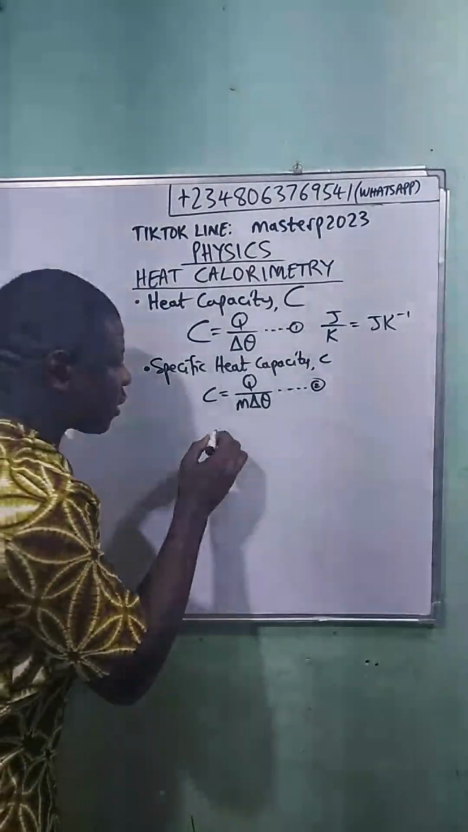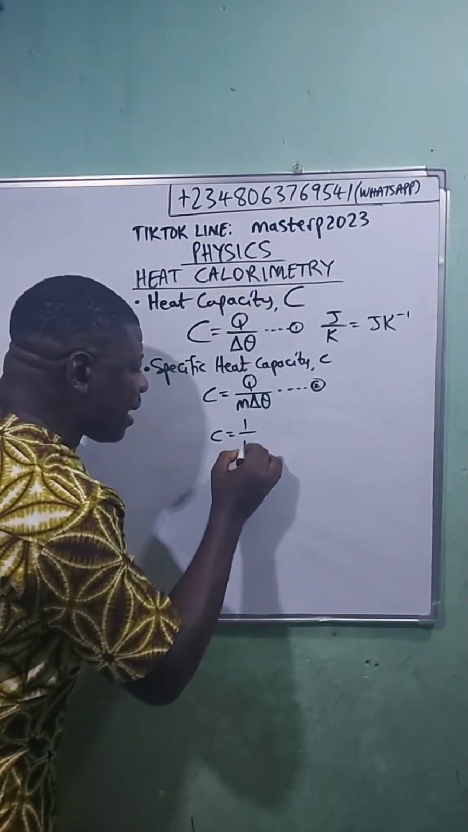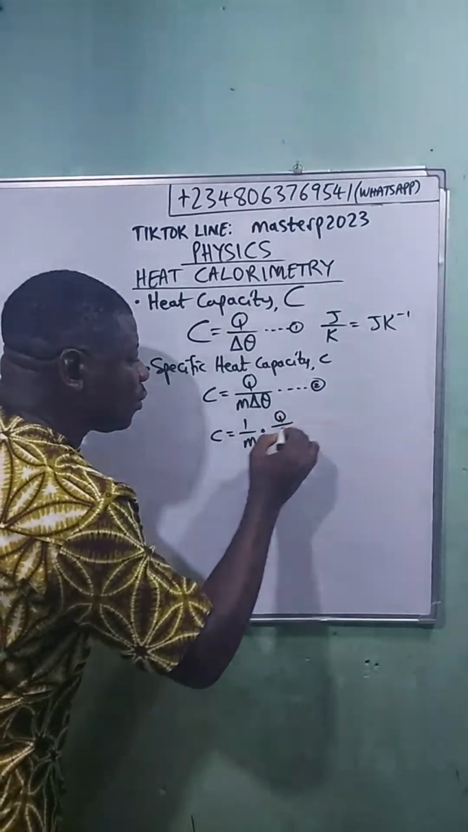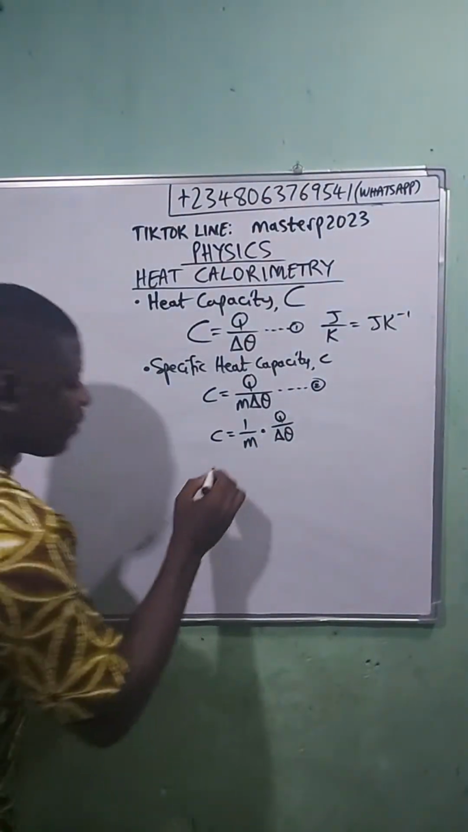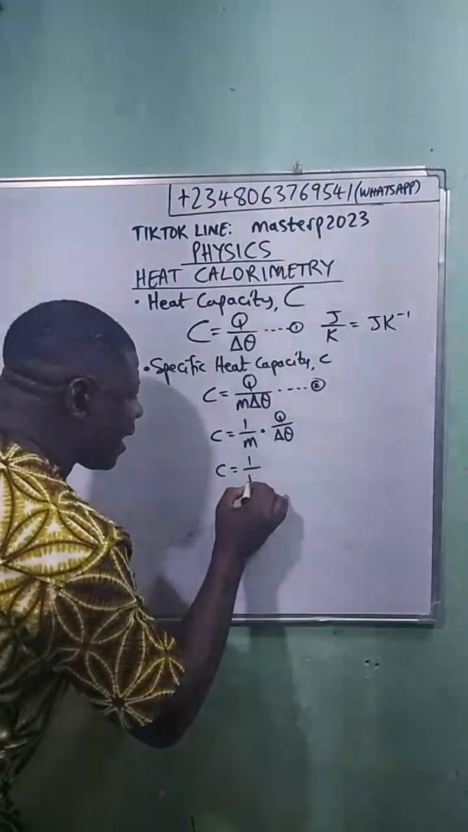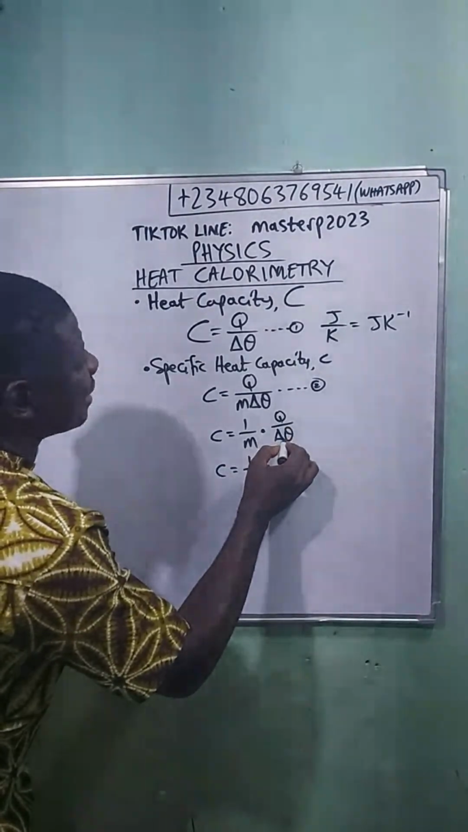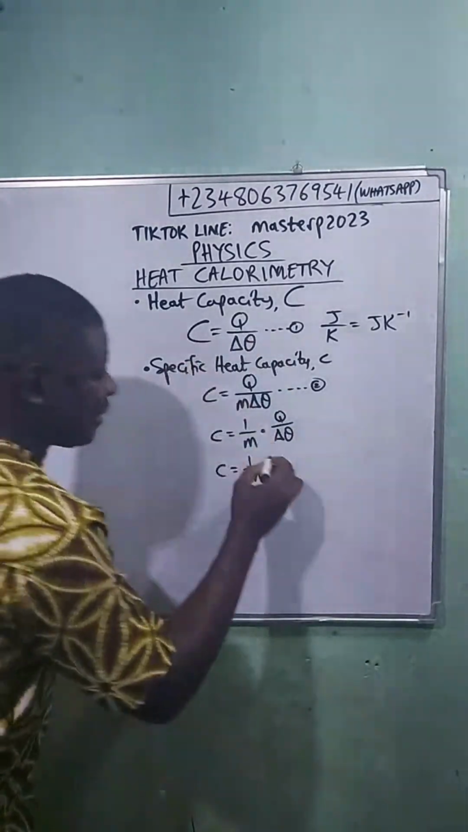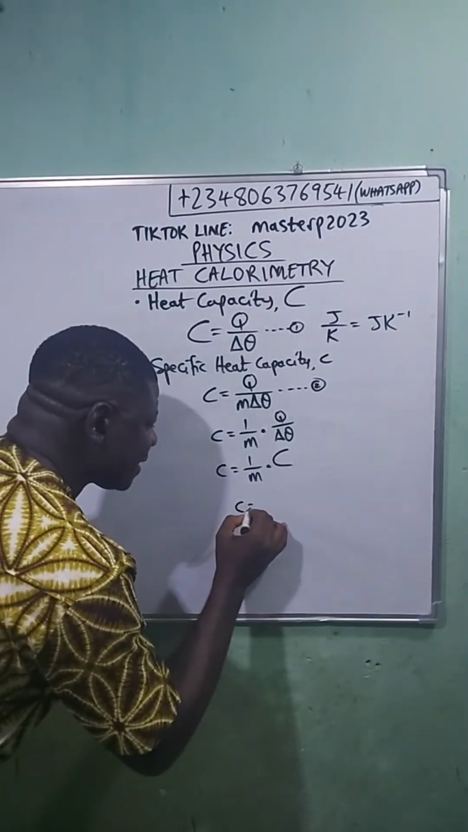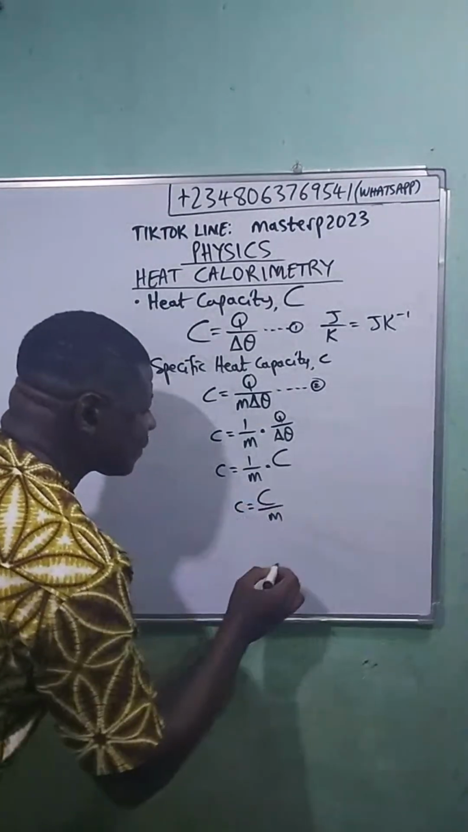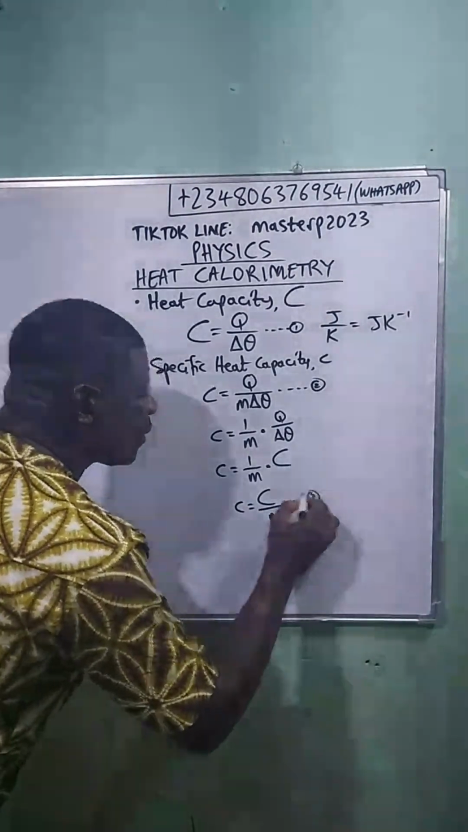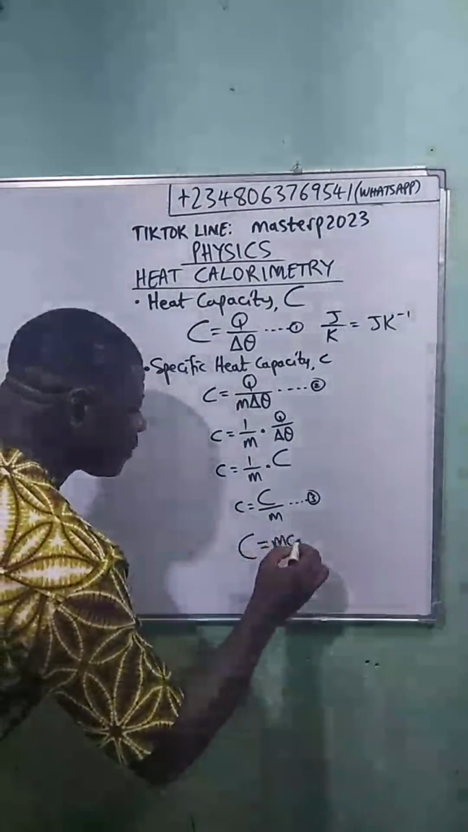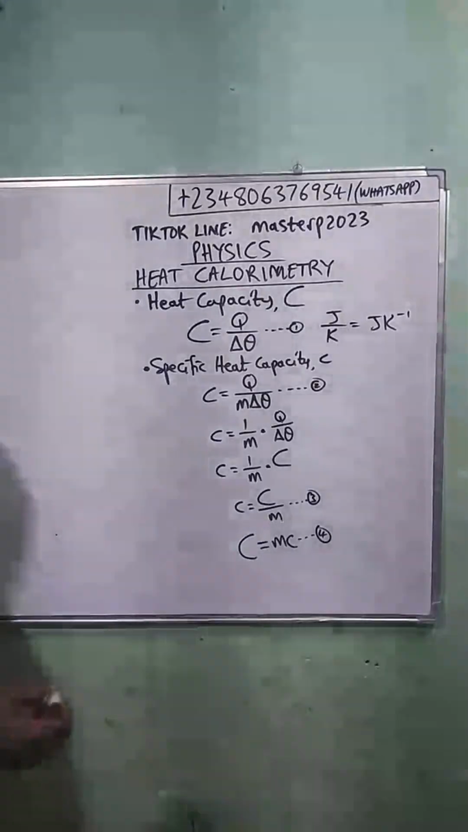From this equation 2, we discover that specific capacity c equals 1 over m multiplied by Q over delta theta. In the place of Q over delta theta, I can write big C. So specific capacity is heat capacity per unit mass. We can call this equation 3. From equation 3, if we make C the subject of the formula, heat capacity equals mass times specific capacity. Let's keep it as our equation 4.